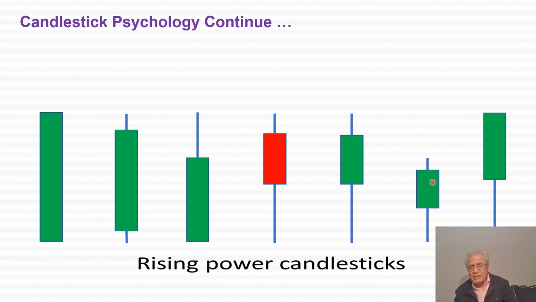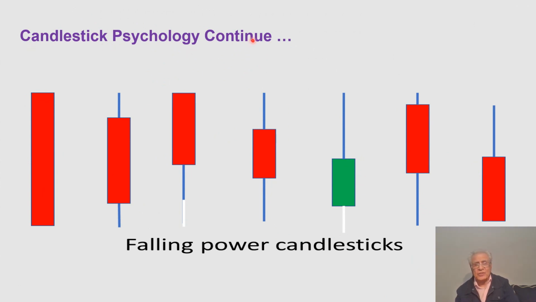This is green, bullish, and from the bottom, the lower shadow, the bullish again push the price up, increasing the bullishness. So that is again rising power. The same thing for here. That's a bullish candle, and from the bottom, the buyers push the price up. So again, that's a rising power. So that is again candlestick psychology.